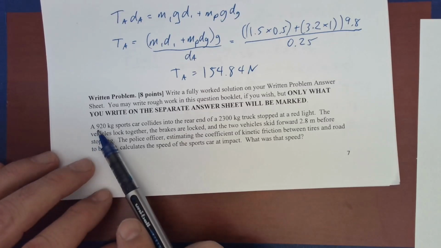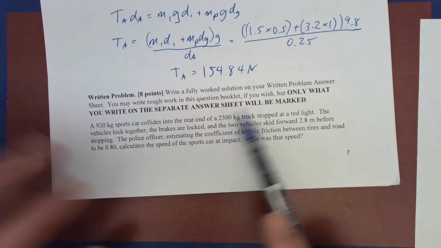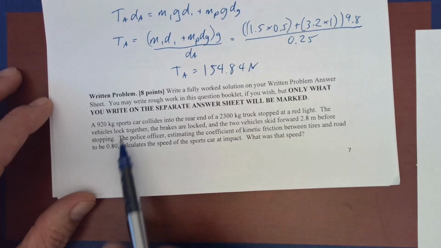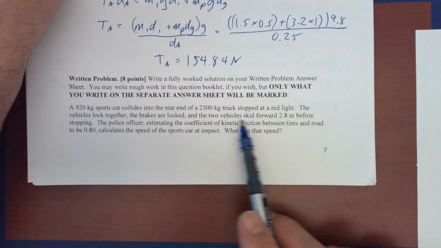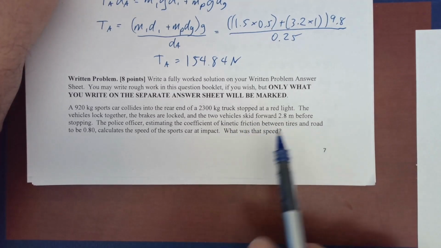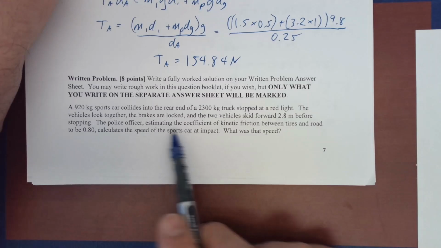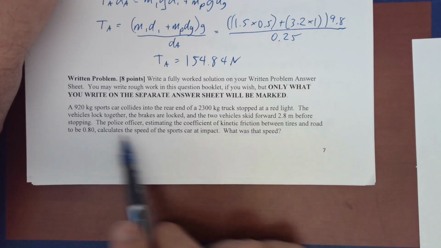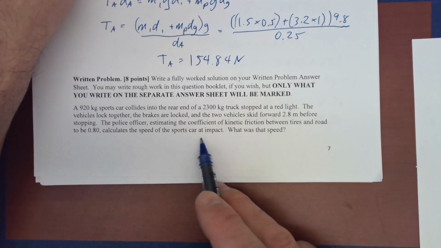It says, a 920 kilogram sports car collides into the rear end of a truck stopped at a red light. So the vehicles are locked together, so this is an inelastic collision. The brakes are locked, meaning that the two vehicles skid forward, so it's sliding friction, 2.8 meters before stopping. This is a 1D problem. The police officer estimates the coefficient of friction between tires and road to be 0.8. Calculate the speed of the sports car at impact. What was that speed?